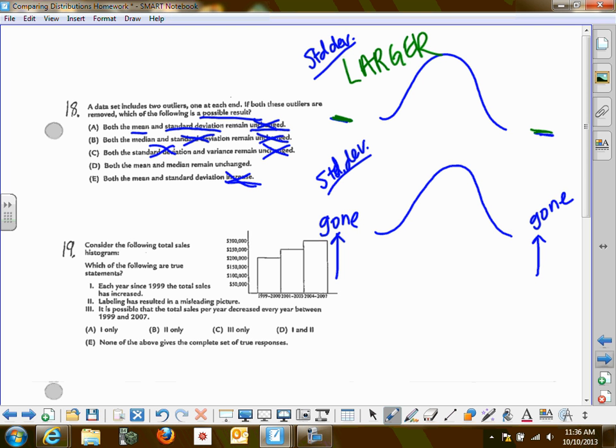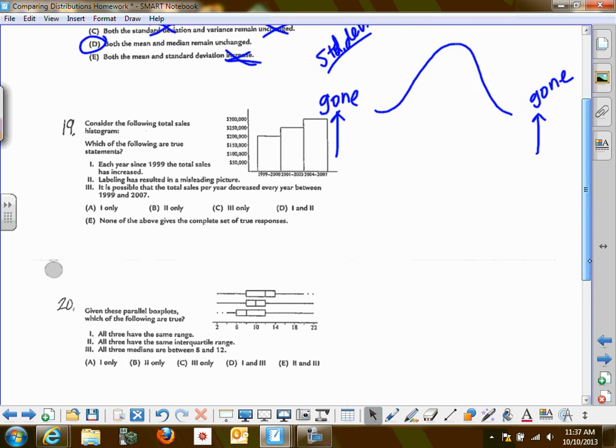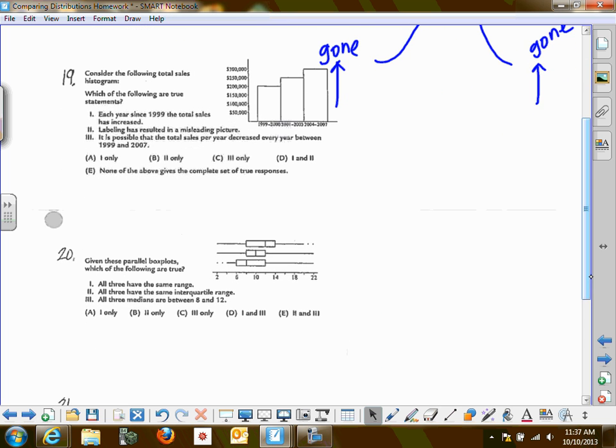Therefore, the only one that has even a possibility of being correct is D. If it is symmetric, then the 2 that were taken away were the exact same distance away from the mean and the median. They could be unchanged. So D is the only one that has the ability to possibly be true. Number 19.